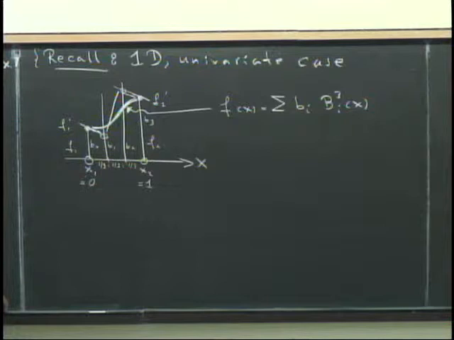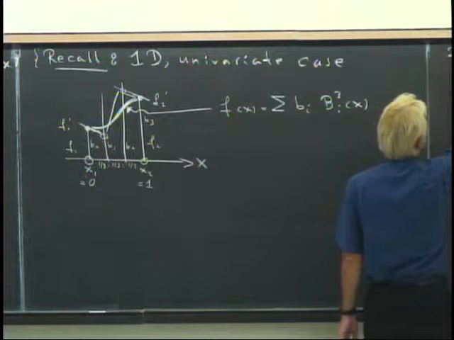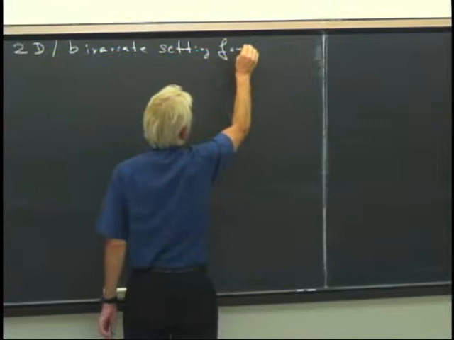Okay, so now we have the setting in the triangle case where the domain, instead of a line segment, now becomes a triangle. And at the corners, at the endpoints, we have function values plus gradients. So those are vector-valued quantities. And we look at that. Bivariate setting. Setting for just one triangle, for one happy triangle.